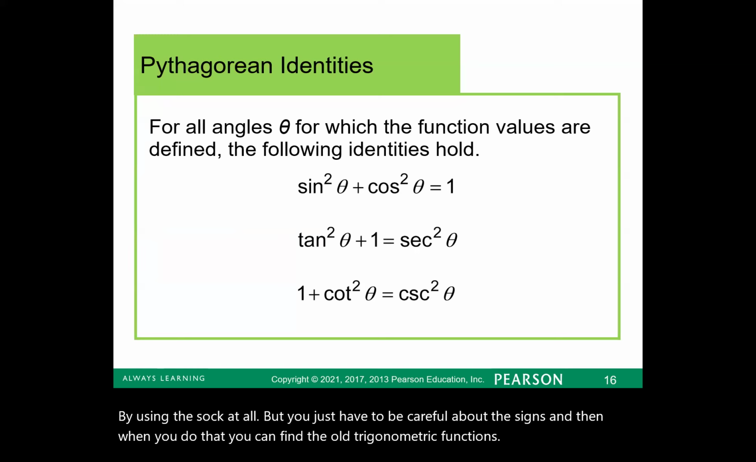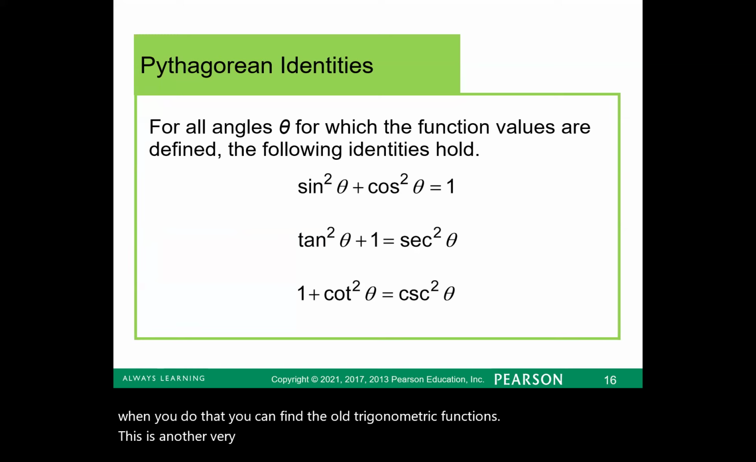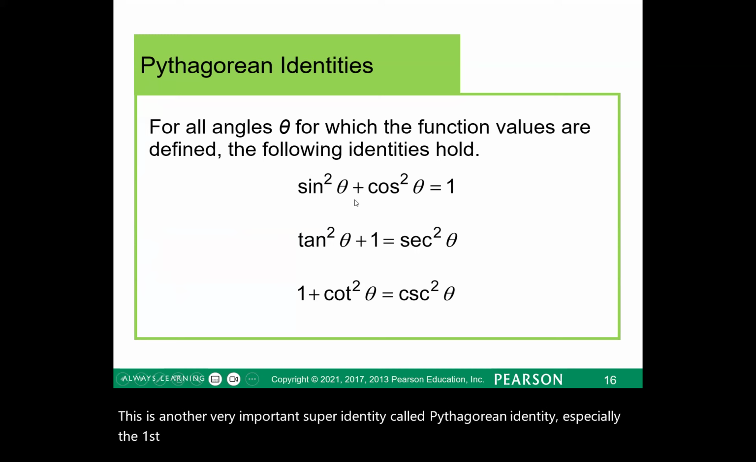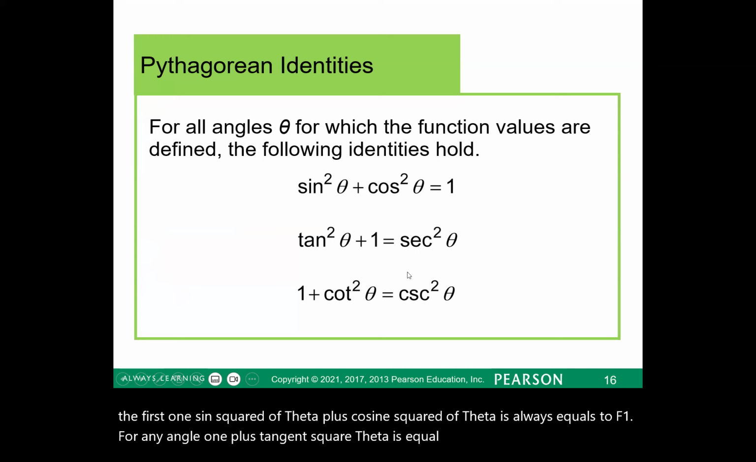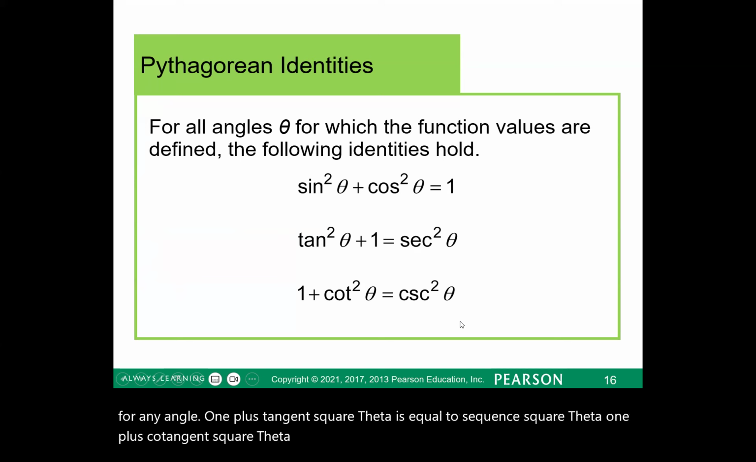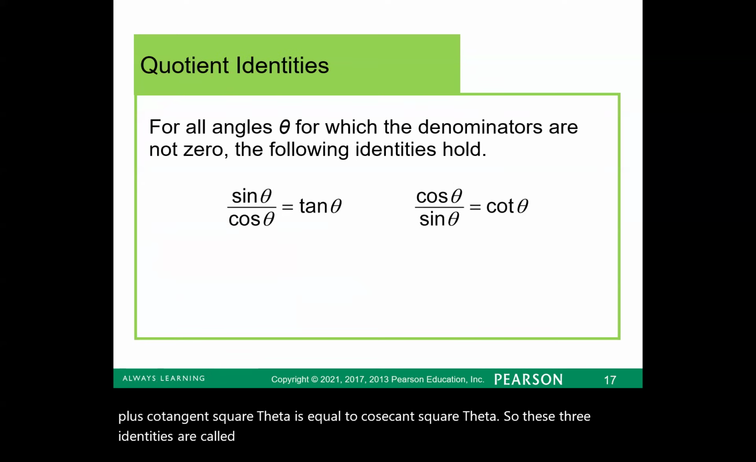This is another very important identity called the Pythagorean identity, especially the first one. Sine squared of theta plus cosine squared of theta is always equal to 1 for any angle. 1 plus tangent squared theta is equal to secant squared theta. 1 plus cotangent squared theta is equal to cosecant squared theta. So these three identities are called Pythagorean identities.